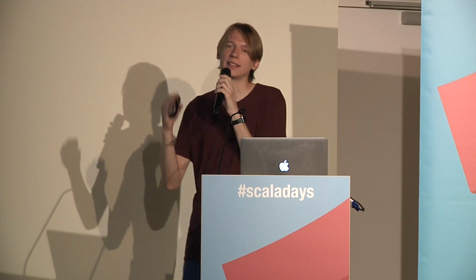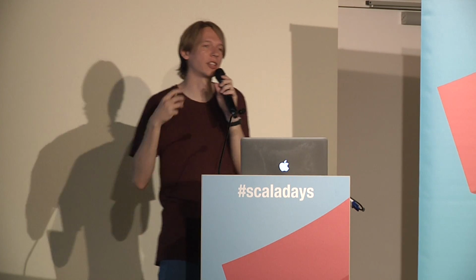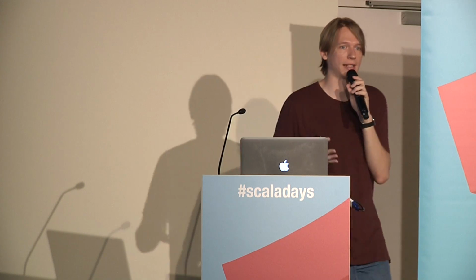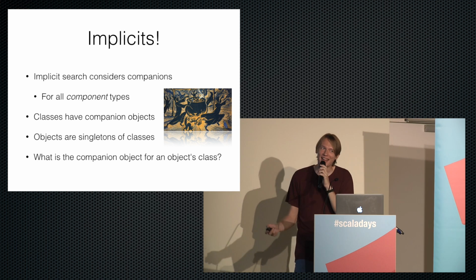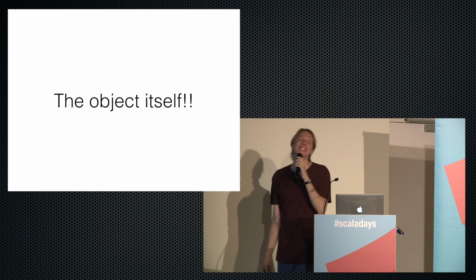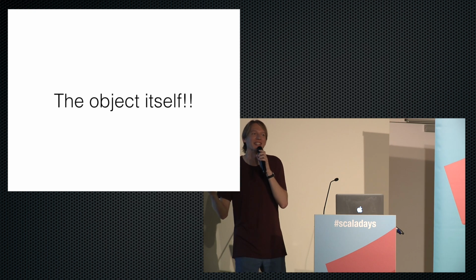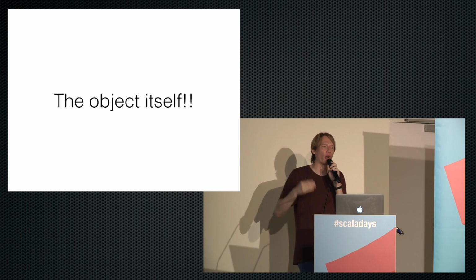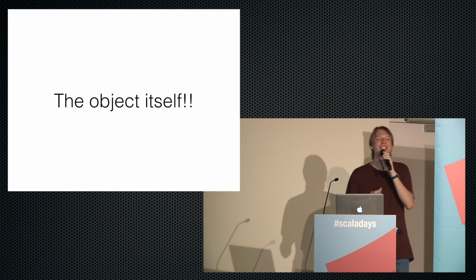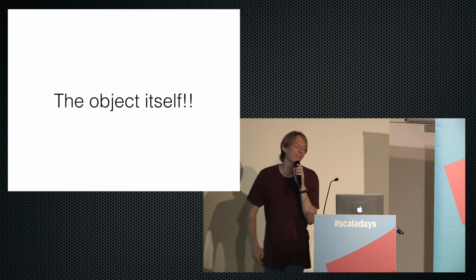Now, classes have companion objects, right? And objects are singleton instances of other classes, right? This is Scala 101. So this raises a really obvious question that is so obvious that I didn't think of it for like 10 years. What is the companion object for an object's class? The answer is the object itself. That's weird. Objects are like this weird meta-circular thing. They are their own companion, which is really, really bizarre, and we could totally take advantage of that.